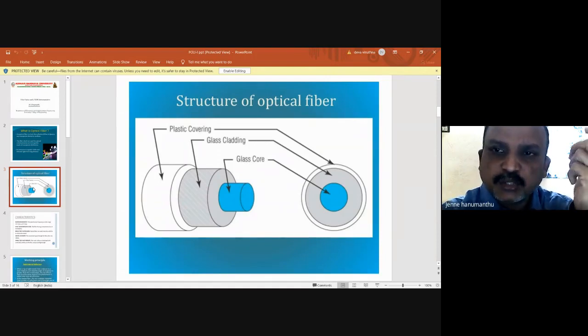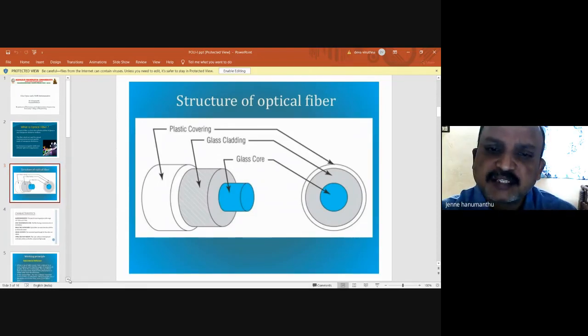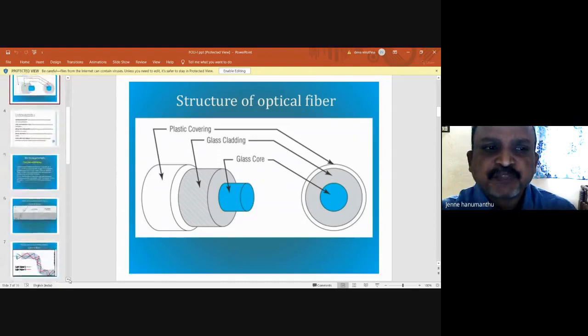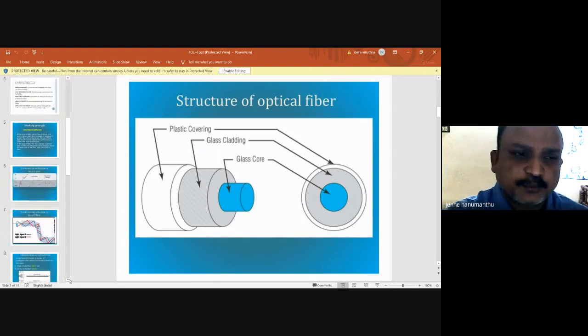So you select the material composition for the design of the optical fiber such that this condition is satisfied: the refractive index of the core should be very high compared to the cladding. We represent the core refractive index as small n1 and the refractive index of the cladding as small n2, such that n1 should be greater than n2.